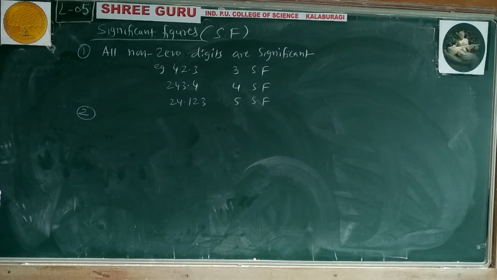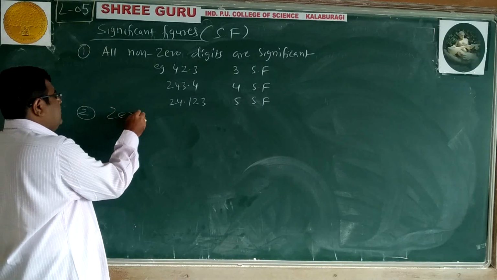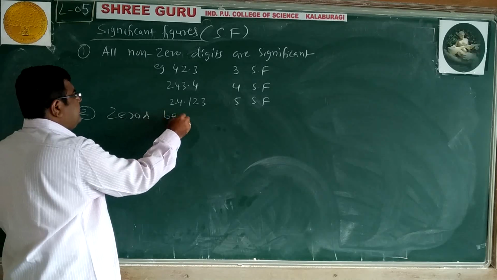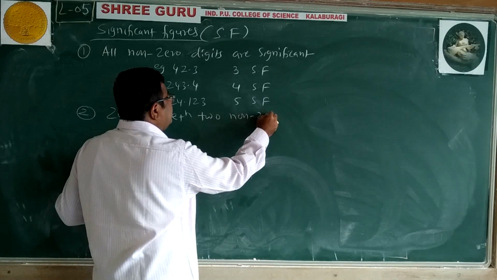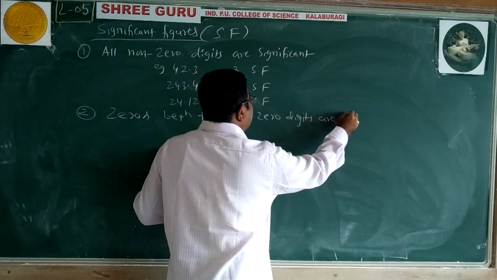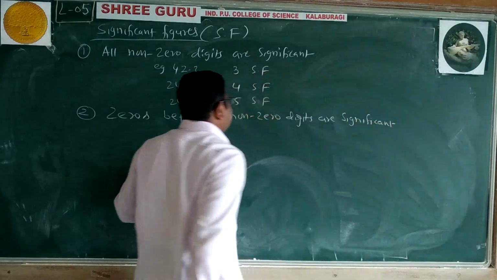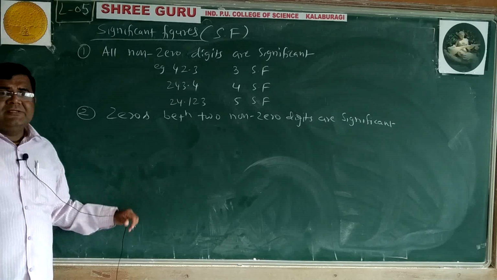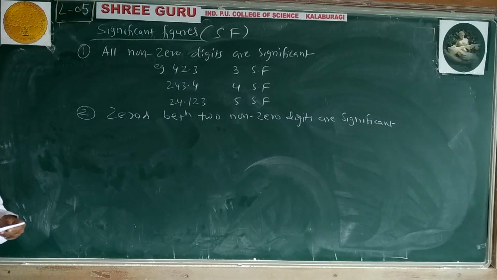The second rule is zeros between two non-zero digits are significant. So if we are getting zeros between two non-zero digits, they are significant.